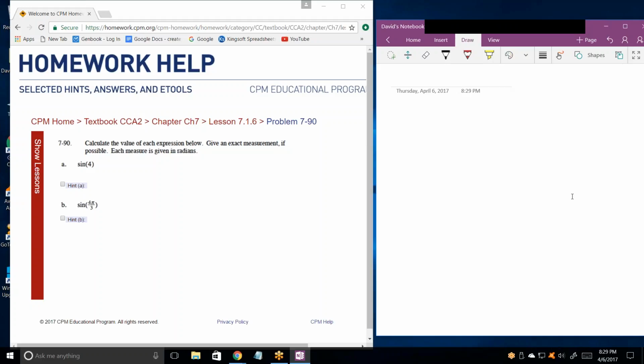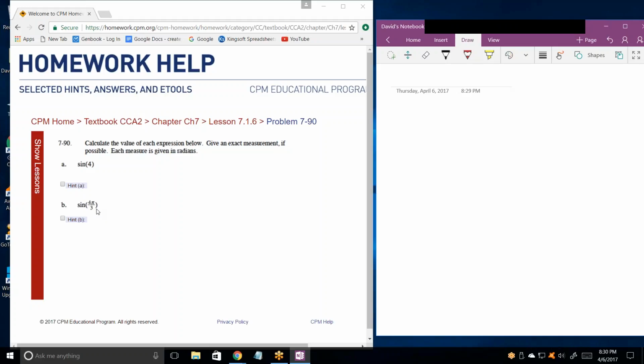Give an exact measurement if possible. Each measure is given in radians. What they mean by that is that 4 is radians. This is something that's hard to get used to. Down here, when you see 4 pi over 3, you expect that to be radians, right? Yeah. It's because there's a pi in it.